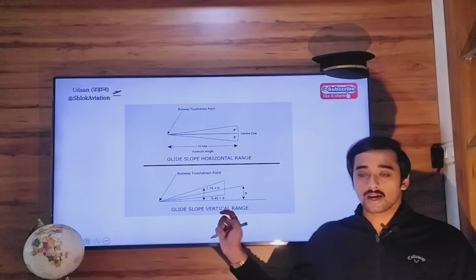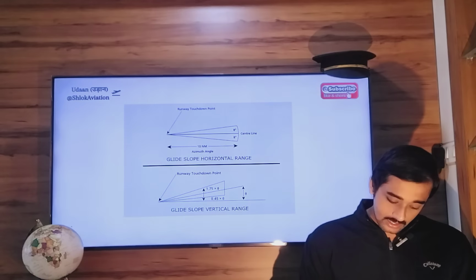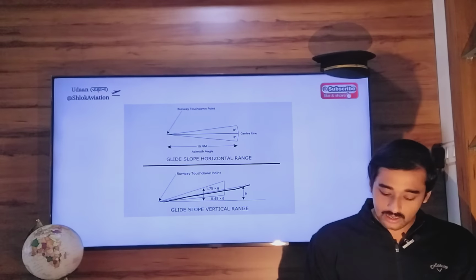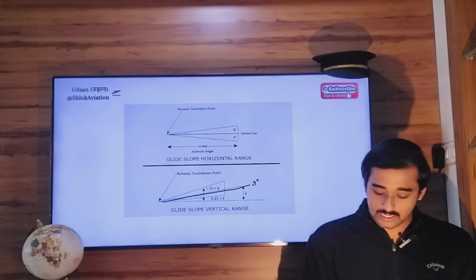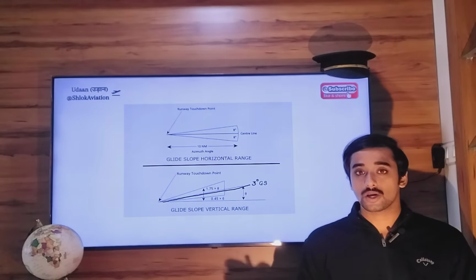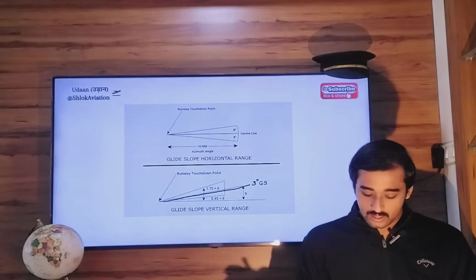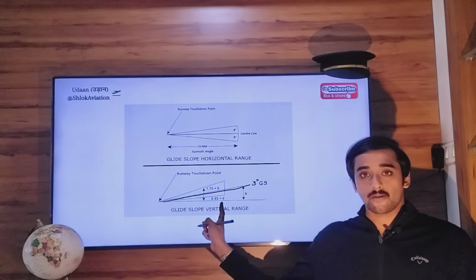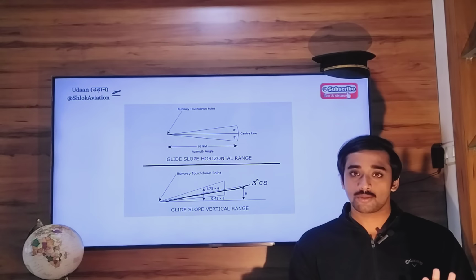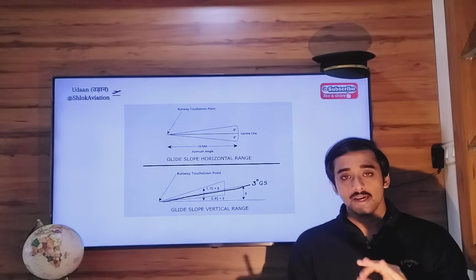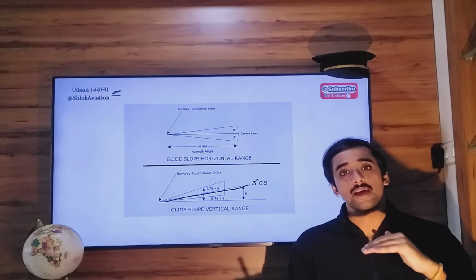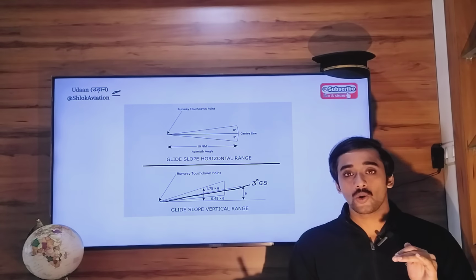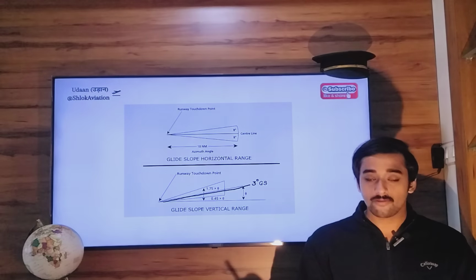Now the glide slope vertical coverage. This line is your standard 3 degree glide slope. The lower limit of this glide slope will be 0.45 theta. There are three possibilities: your aircraft following the glide slope correctly, flying above the glide slope, or flying below the glide slope. If it's flying below, the maximum limit it can go to is 0.45 times theta.